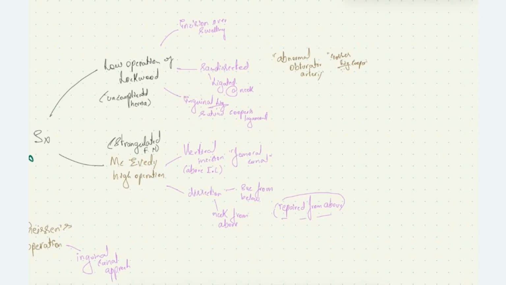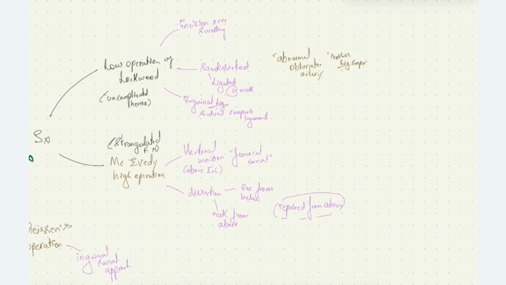While performing this operation, in some patients, around 10 to 20% of patients, we can encounter an abnormal obturator artery. If we are not careful, we can injure this, leading to torrential bleeding. This abnormal obturator artery usually crosses the ligament of Cooper, which is the posterior part of the femoral ring.